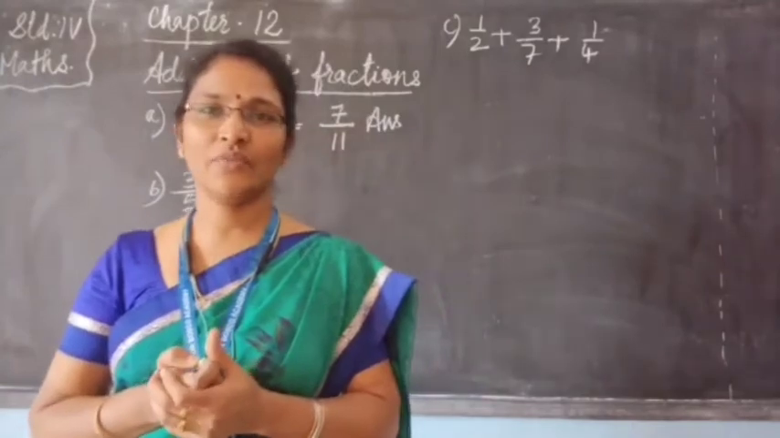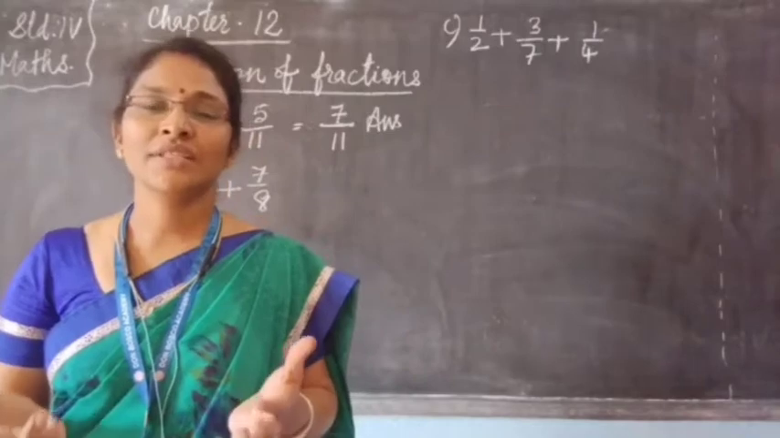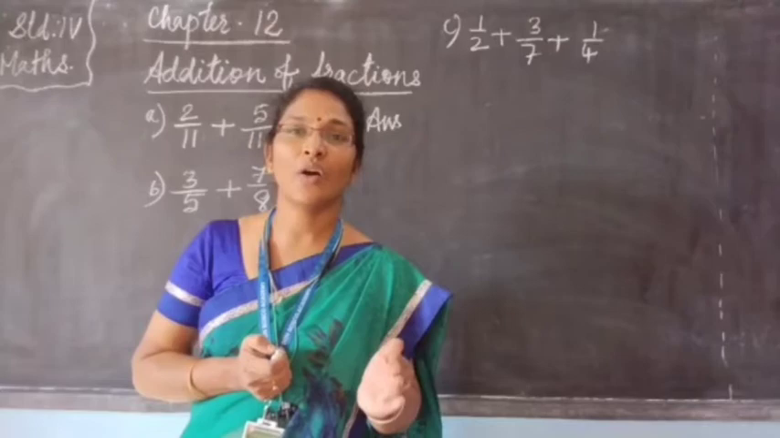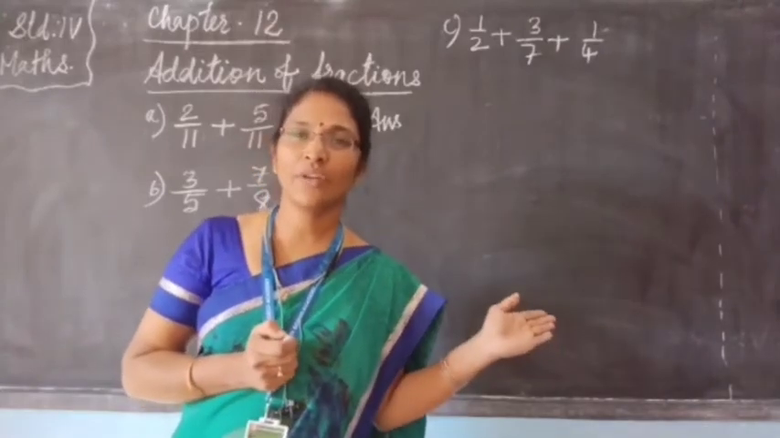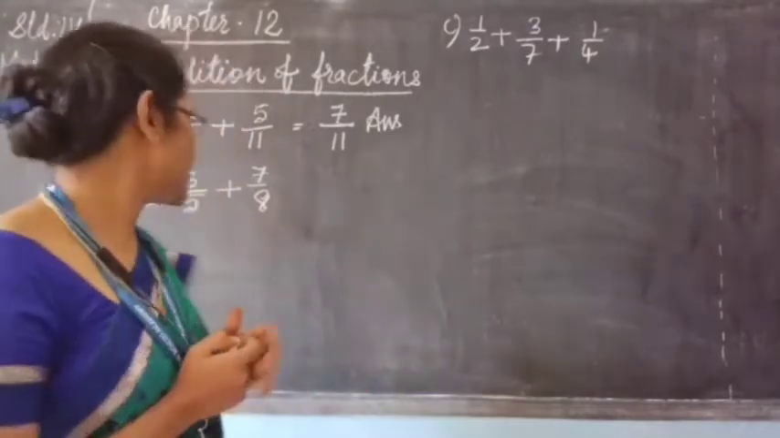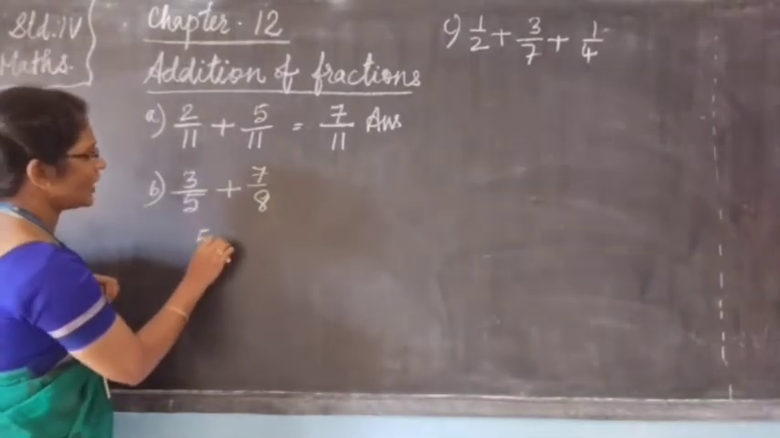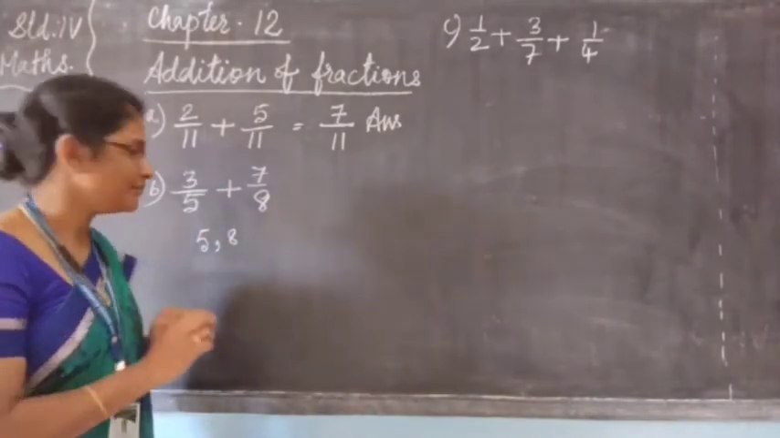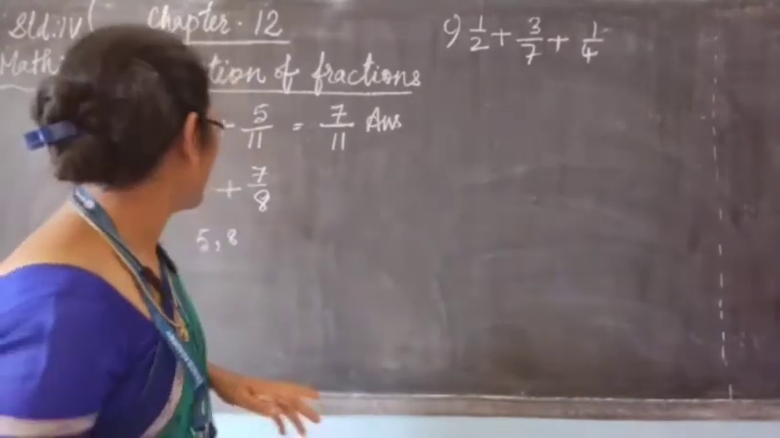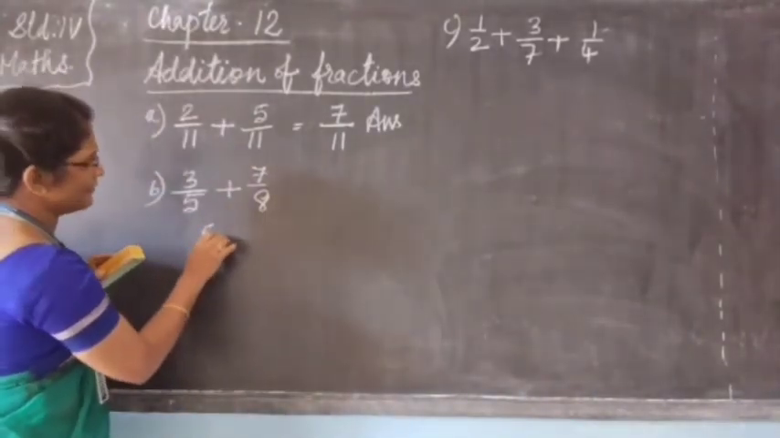In comparison of fractions, we learned to bring the fractions to the same denominators. Then what process did we do there? We found the LCM. Here also we have to find the LCM of the denominators. Here 5 and 8. Do 5 and 8 have any common factors? No. So what will be its LCM? The product of 5 and 8 will be its LCM.